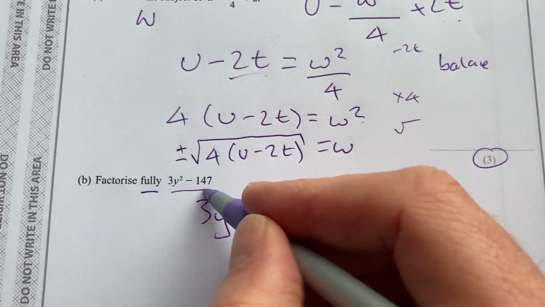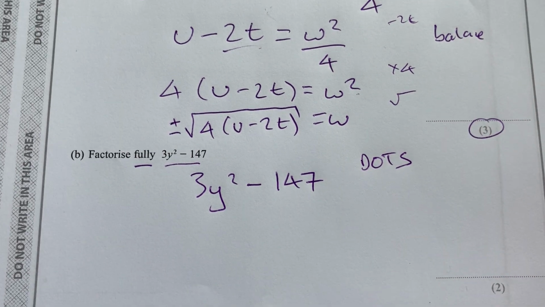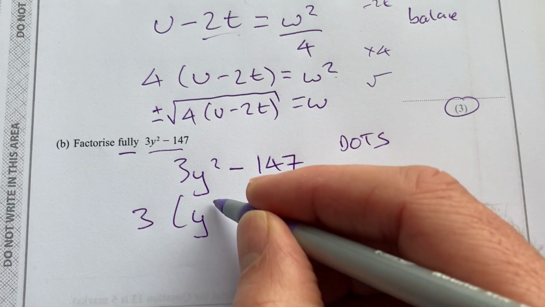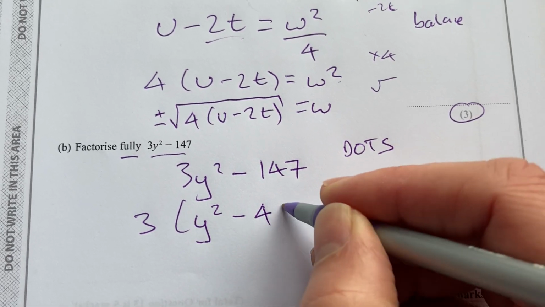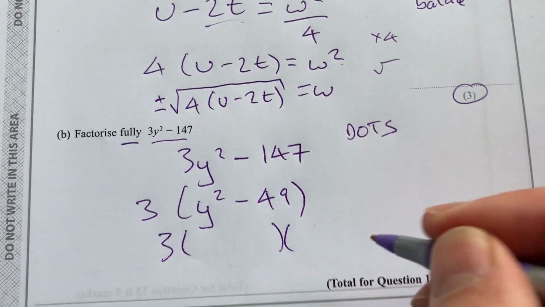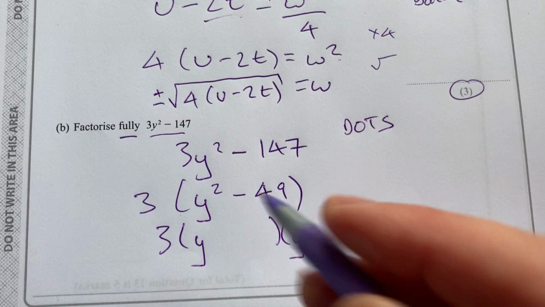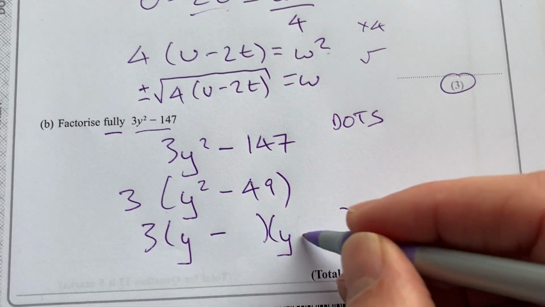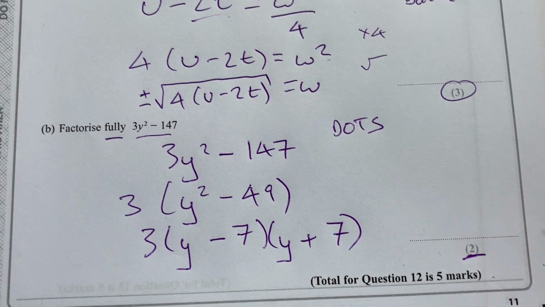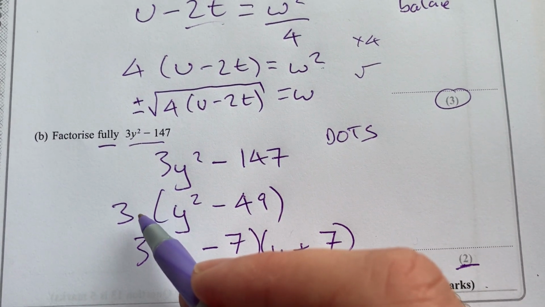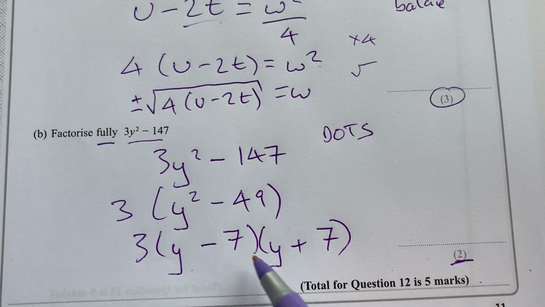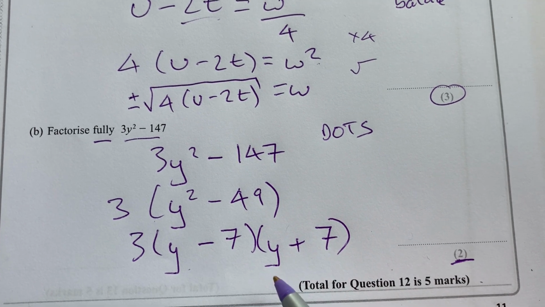As soon as I see something looking like that, I'm automatically thinking of a difference of 2 squares. But because it says fully, there's another step. Factorize out the 3: y squared minus 49. Now I've got a classic difference of 2 squares. I want 2 brackets with the same terms in each with a change of sign. Square root of 49 is 7. So that should get us 2 marks: 1 for factorizing out the 3, 1 for the difference of 2 squares. Same brackets, just a change of sign.